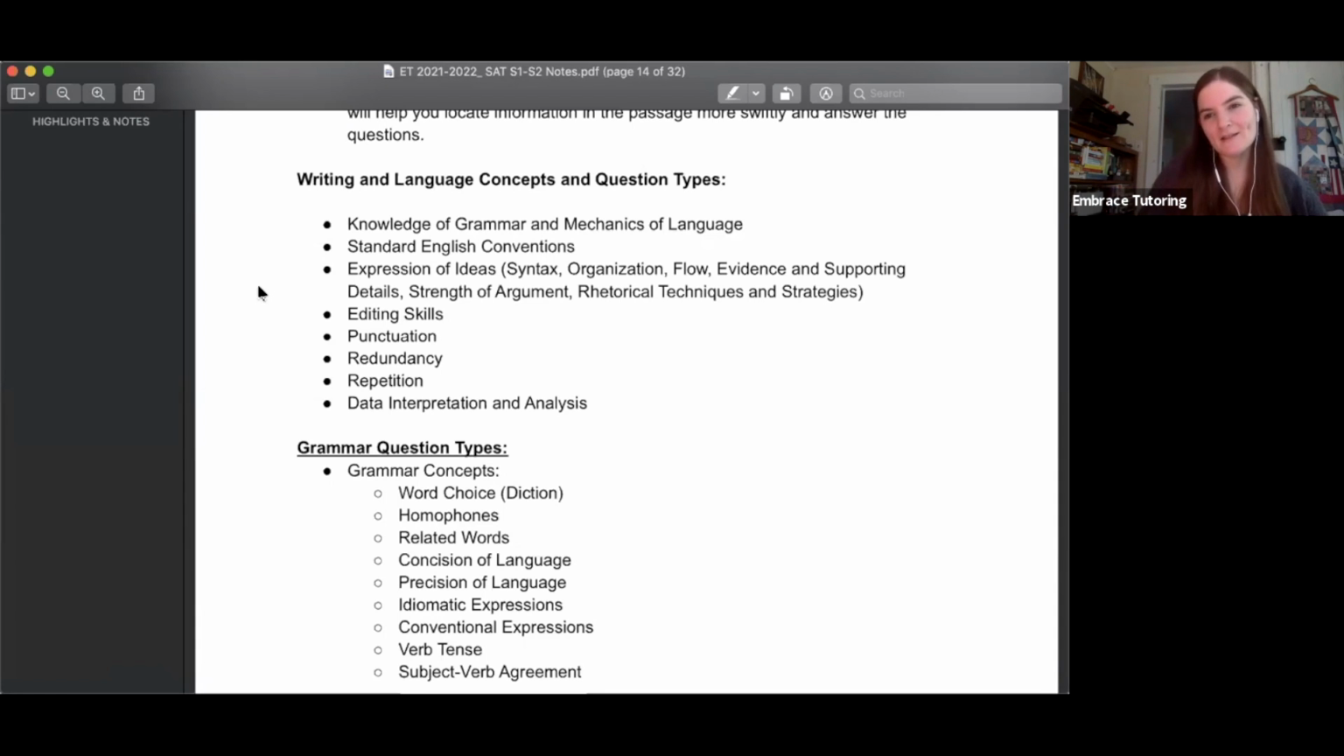Redundancy. So that is more dealing with identifying when you're unnecessarily repeating yourself, or you're providing information that you've already provided. Okay. Repetition is very similar to that.